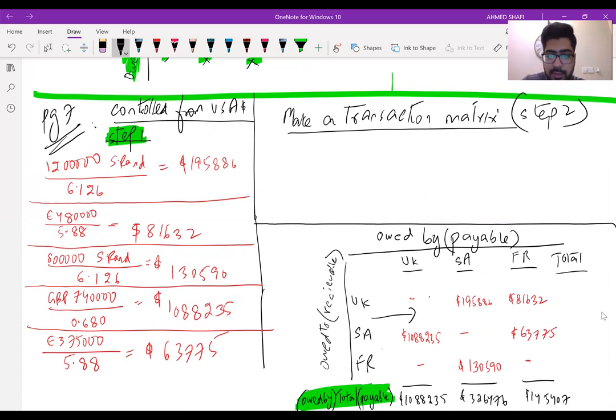Like this, UK all total, like this, South Africa all total, like this, France all total. So the France all total is 130590, okay? Like this arrow, the total of South Africa is 1088235 plus 63775, 1152010. And like this, the total of UK is 195886 plus 81630, 277518.